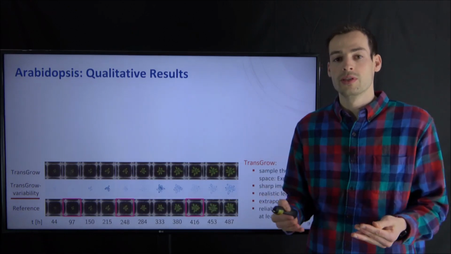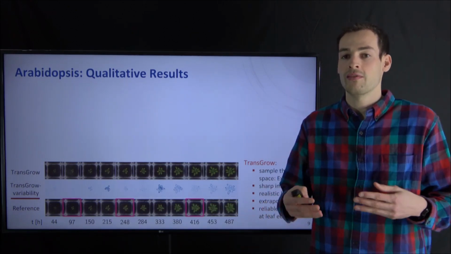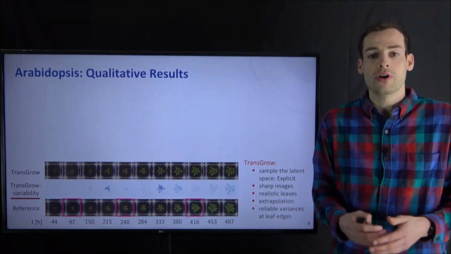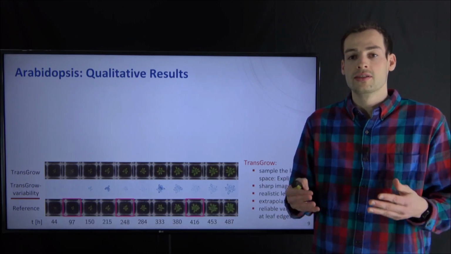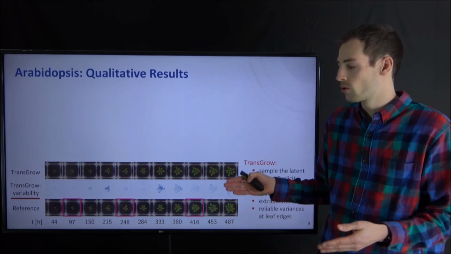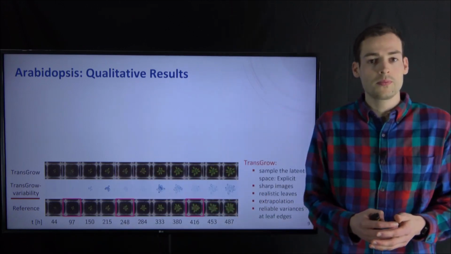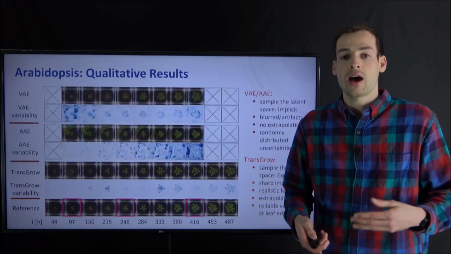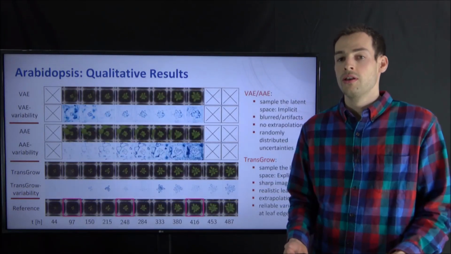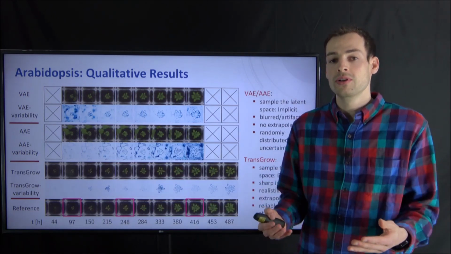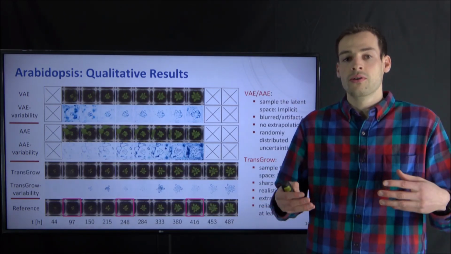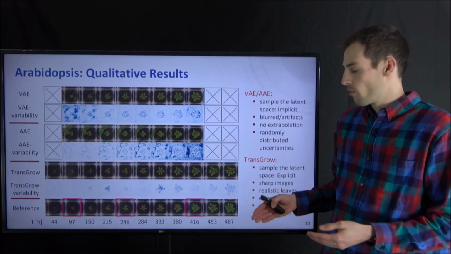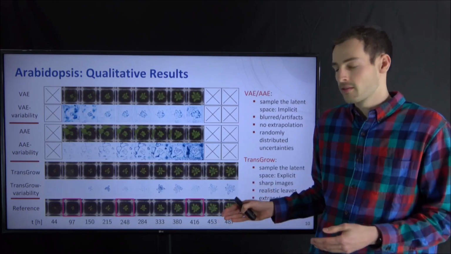Looking at some qualitative results from the lab plant Arabidopsis, where we have generated new images from only 3 input images in the bottom, we can see that the structure of our plant remains consistent over time and also fits well with the reference. Unlike baseline approaches, our generated images are not blurred, no artifacts appear, and it is possible to perform extrapolations. Also, the variability maps are more reliable with more variance on the leaf edges where the plant actually grows and less in the background.